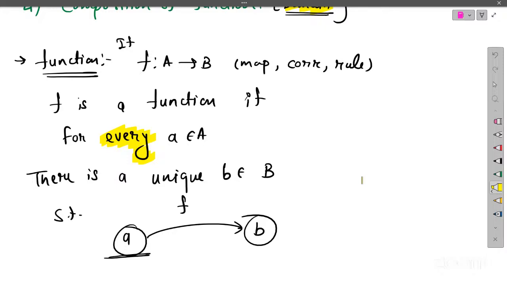Madam, I am not able to understand the unique b. Can you repeat once again, ma'am? I am joining late, ma'am. Some network issue. Yes, madam, I'll repeat it again.